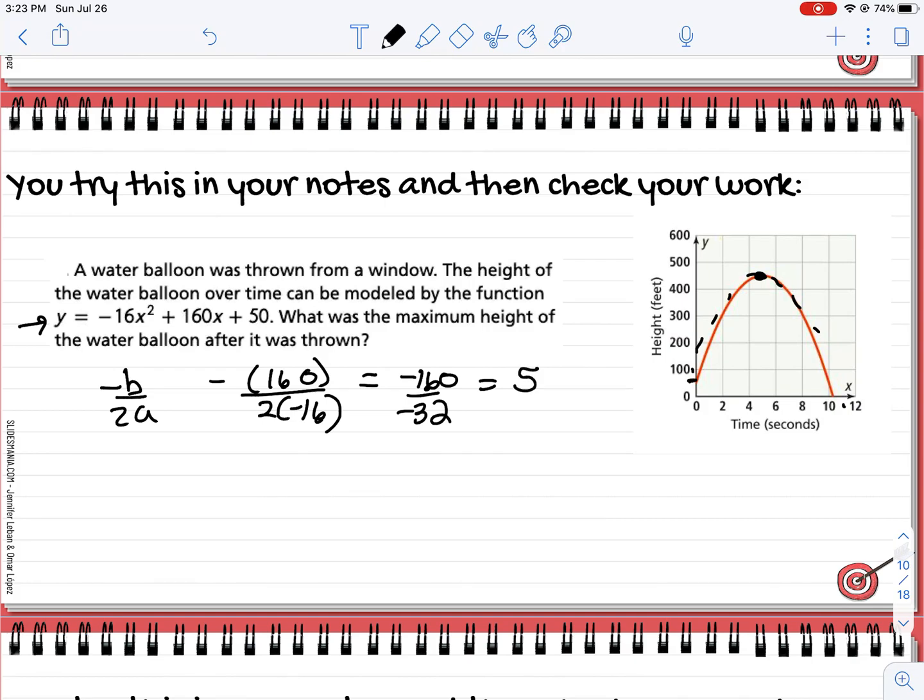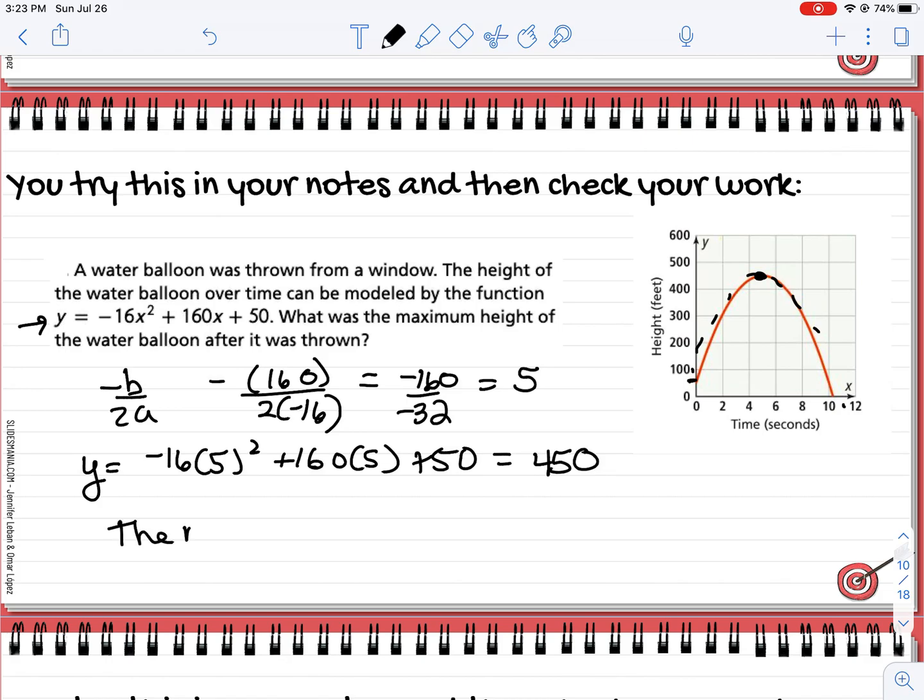We're going to take that 5 and substitute it back in to get the y coordinate. So we substitute that 5 in everywhere again. These ones are kind of big numbers. I would probably just use a calculator. Make sure you're using those parentheses as you do that. And you should get about 450.